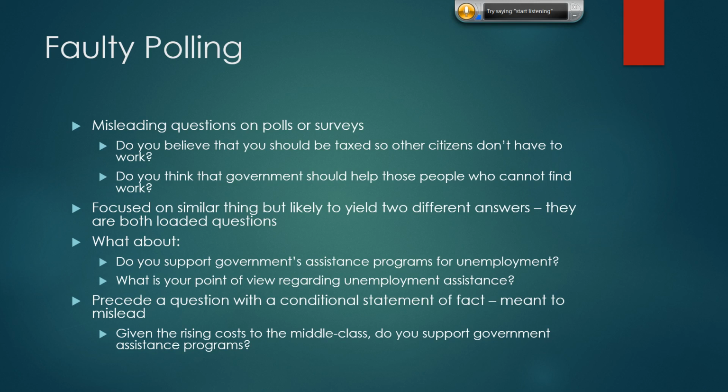There's one other practice that can be used in a survey, even if we're using one of these non-biased questions, and that is to precede the question with a conditional statement of fact. And the conditional statement of fact is intended to steer the respondent towards a particular answer. And I've given you an example there, which is, given the rising costs to the middle class, do you support government assistance programs? Okay. Well, the support for government assistance programs looks very much like the unbiased questions above, but now I've thrown in, given the rising cost to the middle class. What does that really have to do with the question itself? Again, it's intended to modify or alter the real meaning of the question, hopefully to get a desired result. So that's faulty polling.